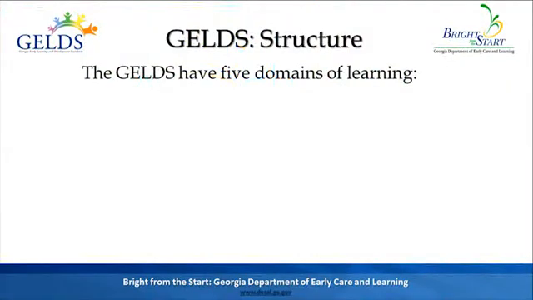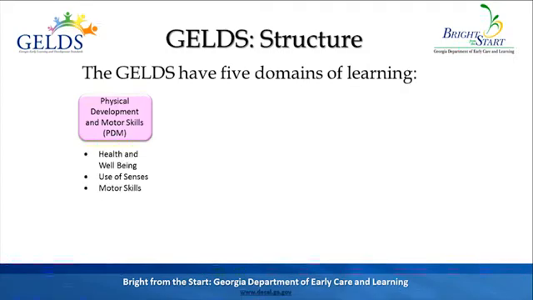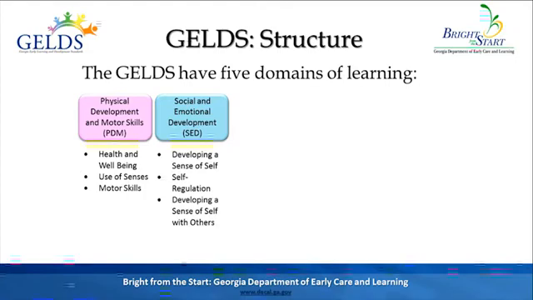There are 5 learning domains, and under each domain you have areas of learning. So let's start with physical development and motor skills, PDM, and under that you have health and well-being, use of senses, and then your fine and gross motor skills, which we'll talk more about today. Next, you have social and emotional development, code SED, and under that you have developing a sense of self, your self-regulation, and developing a sense of self with others, social skills with peers, social skills with adults.